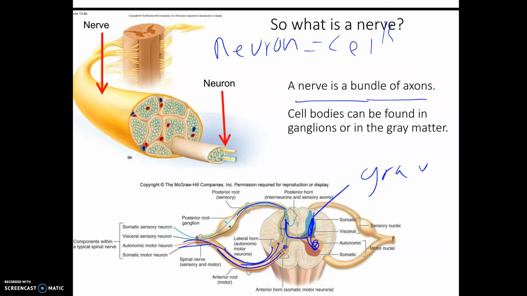It's literally like an electrical wire. It is bundles upon bundles of axons. So this is one axon. All those are bundled together in something called a fascicle. The fascicles are all bundled together in something called a nerve.